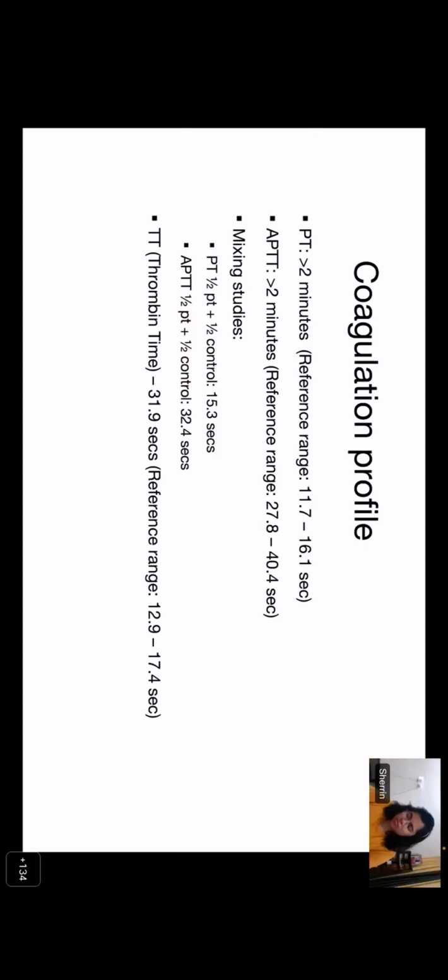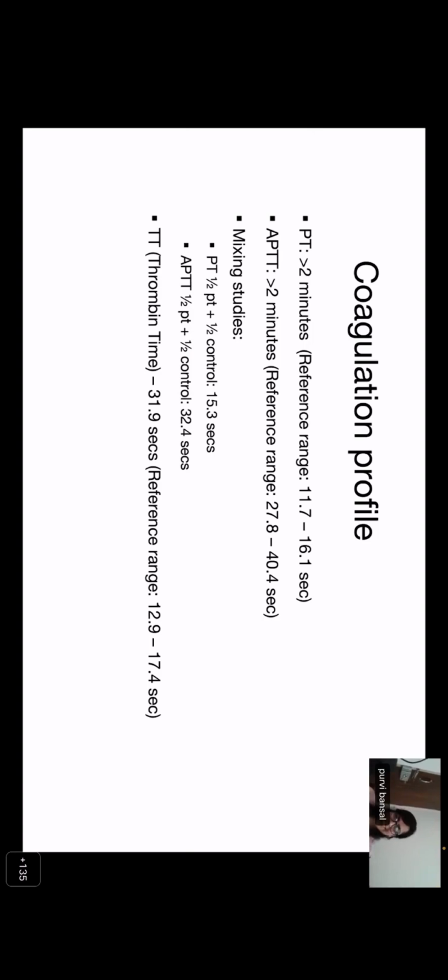Very good. Yes, so next you do the thrombin time. Thrombin time is also prolonged, 31.9 seconds. What next? Mixing studies. Correct. The basic rule is, if you have prolonged PT, APTT, TT, anything, the first step is to do a mixing study for the same test using pooled normal plasma, to know whether you are dealing with a deficiency or not.